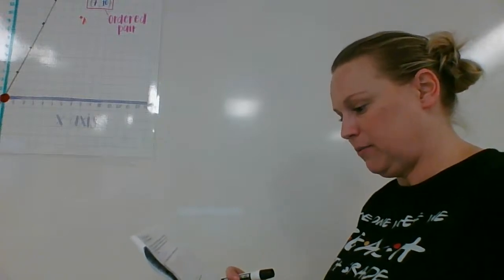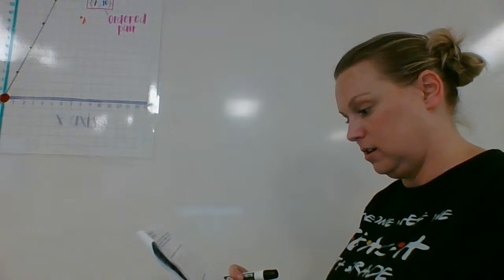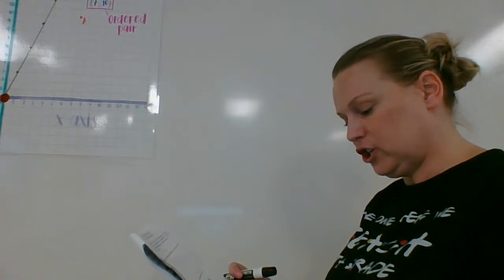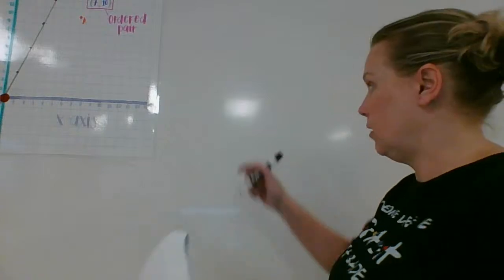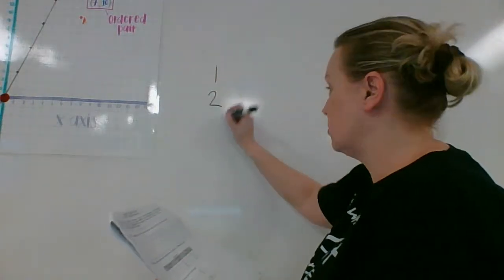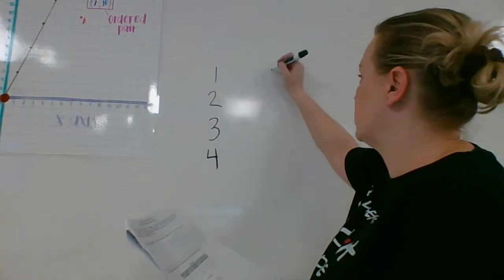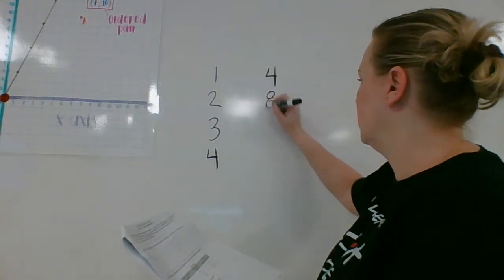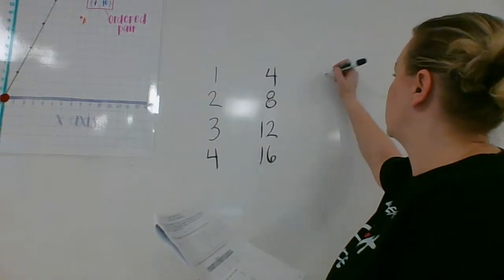Okay, number 12. The table below represents the perimeter and area of different squares, which could be the next 2 rows in the table. Okay, so I'm going to try to recreate this. 1, 2, 3, 4. 4, 8, 12, 16. And 1, 4, 9, 16.